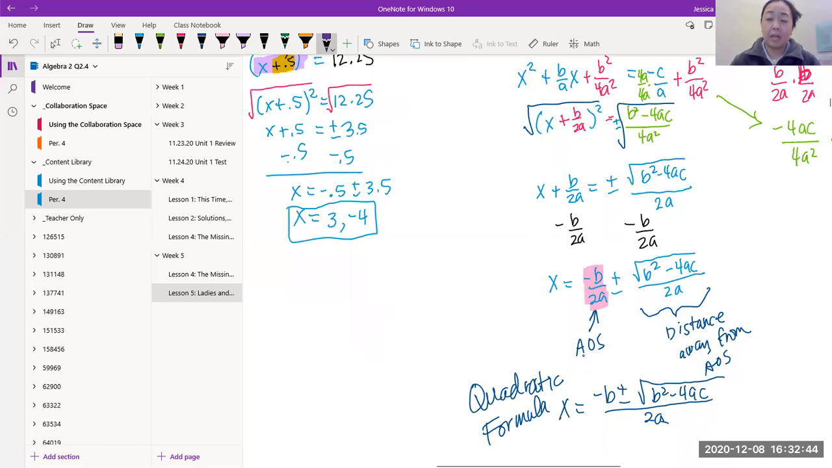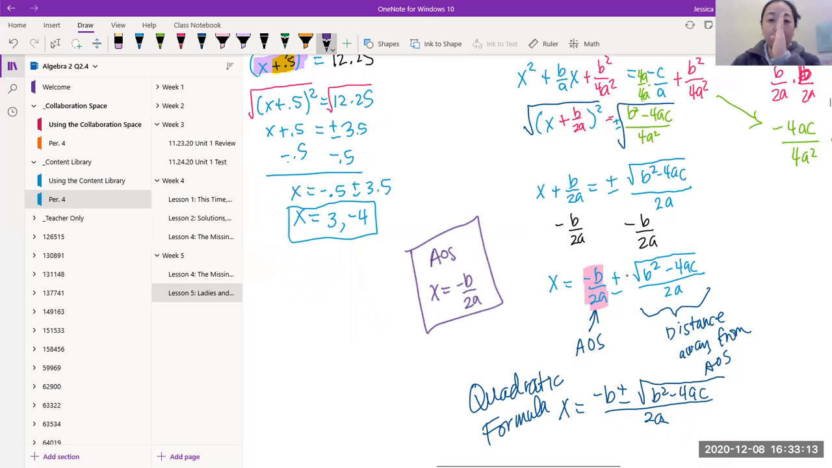And if you realize this is the negative b over 2a, where have we seen that before? Remember the AOS formula for standard form is negative b over 2a. We've been doing that since like unit 1, right? That's where that came from. I told you we would find out where that came from. That came from here, plus or minus this guy right here.